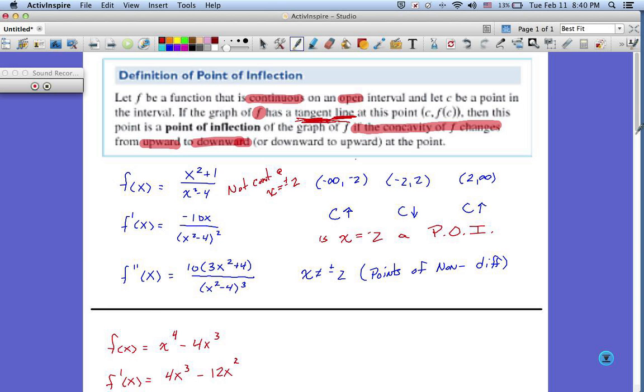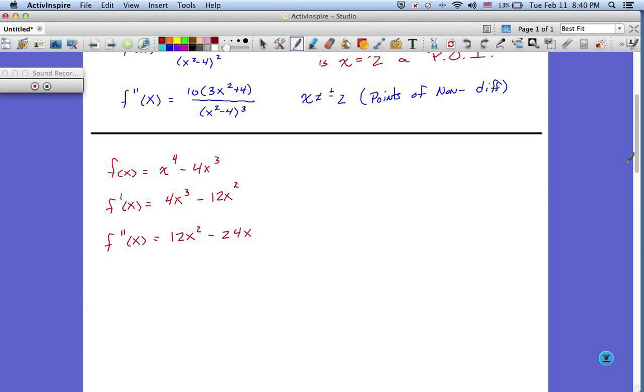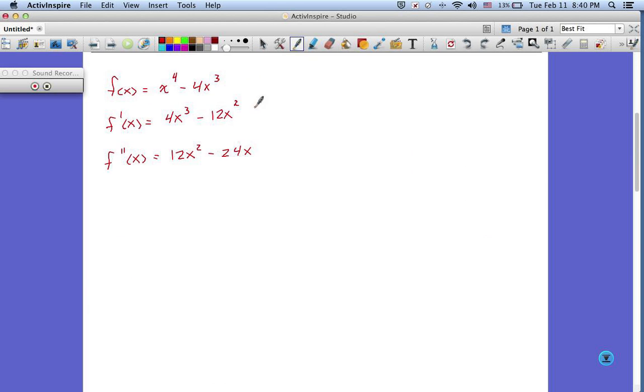So let's look at this next example down below here. f of x equals x to the fourth minus 4x cubed. First derivative, second derivative. So let's just find the concavity so we know if it changes or not. Set this equal to 0. Factor out a 12x. I get x minus 2. So I get two critical numbers, 0 and 2. So negative infinity to 0, 0 to 2, and 2 to infinity.